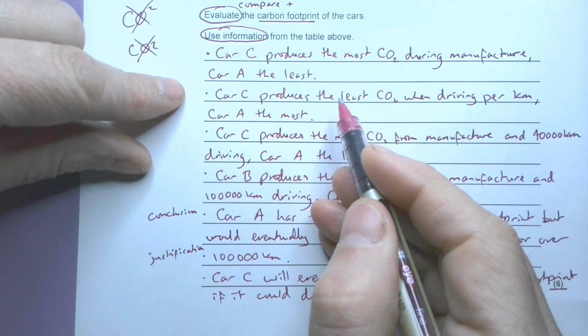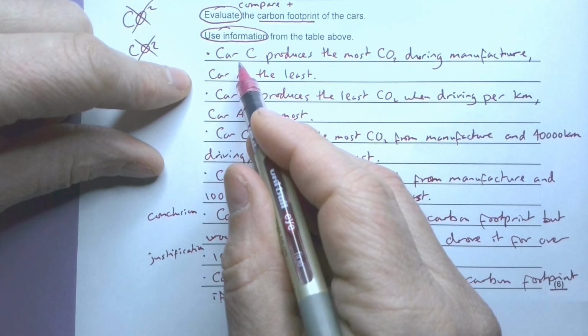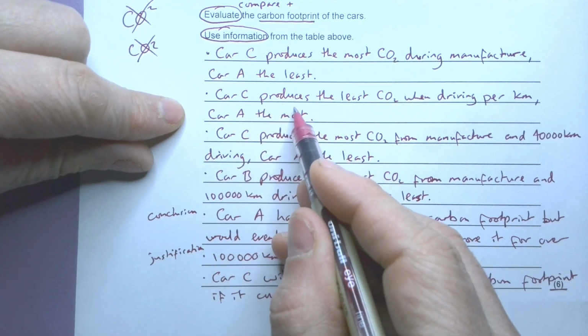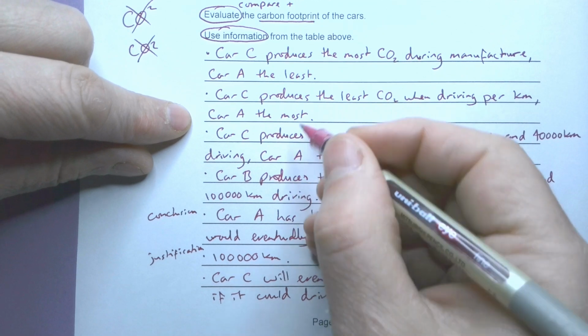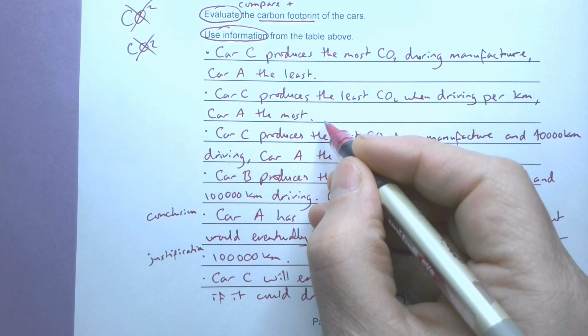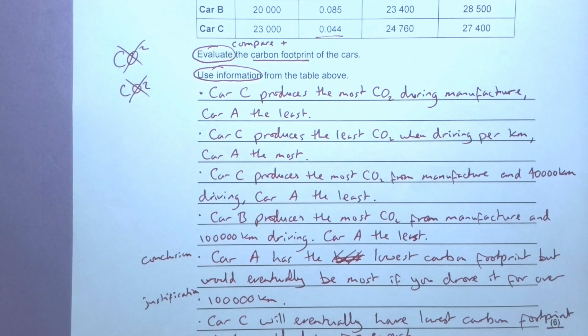So car C is going to be better over, sorry, this one here. This is the key one. But the least CO2 per kilometre, car A the most. So this is the one that tells us that eventually car C will be the most efficient. Okay, I'm going to leave it at that.